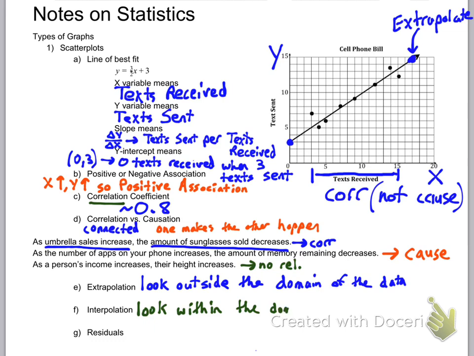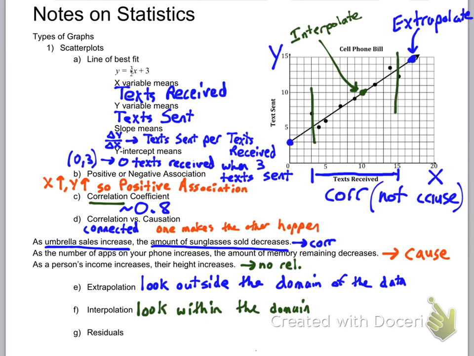That's when you look within the domain of the data. And so if I pick a point here, say 10, even though you notice that there's no point on the value of 10 right there, we can pick a point and estimate what that value would be, and that's called interpolating the data. So extrapolate and interpolate. Last thing I want you to know are residuals.